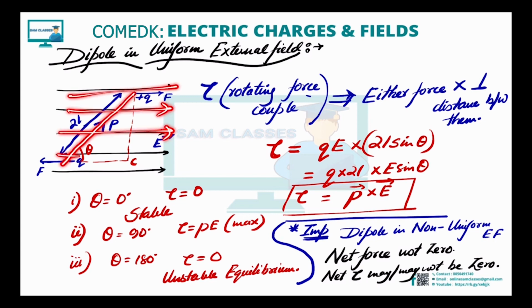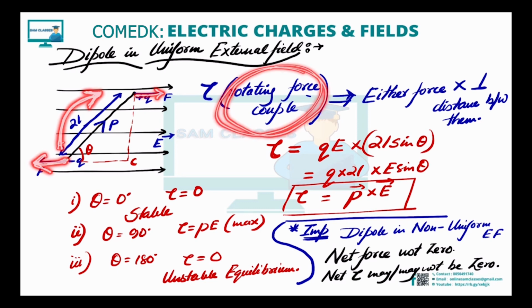Now, dipole in a uniform external field. What we had is a dipole, and we kept it in an external field. So what will happen? Due to this field, force will act on this plus Q charge towards the right, and on this minus Q charge towards the left. So it won't move it, but it will try to rotate it.